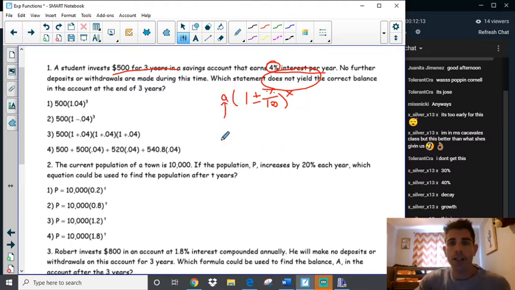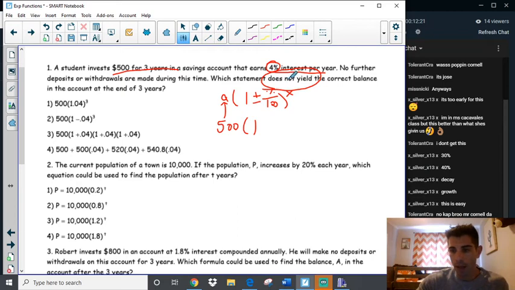A stands for our initial value. So what was my initial value? That was 500. Now, am I going to use a plus or a minus? Is this money growing or decaying? Interest, we said, was going to be a growth, so we're going to add that. What was our percent? 4. And then what was our time? 3. So there's our initial equation: 500(1 plus 4 over 100) to the third power.